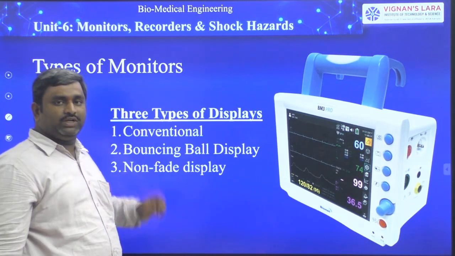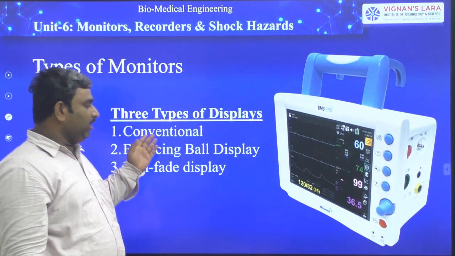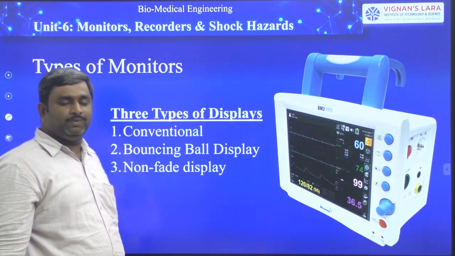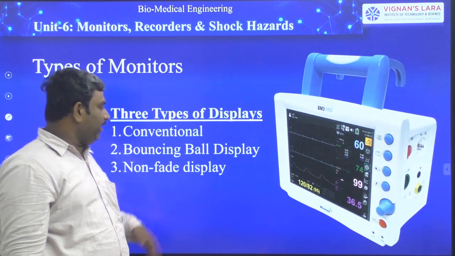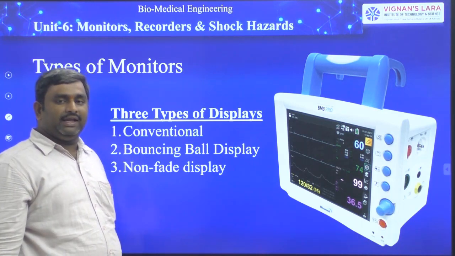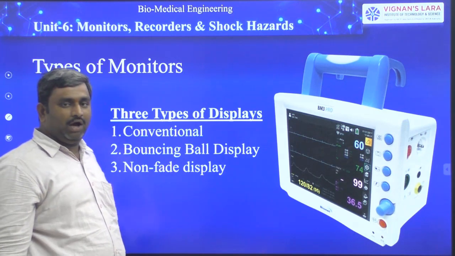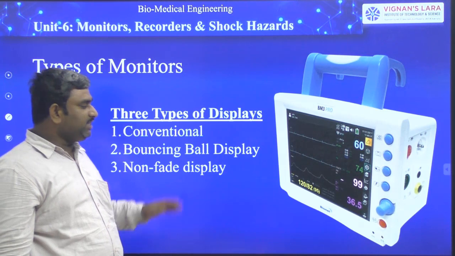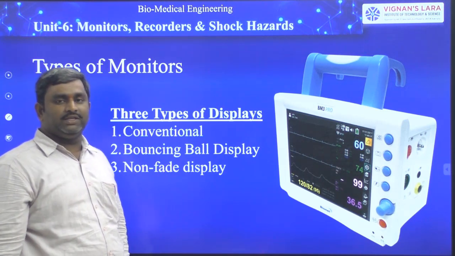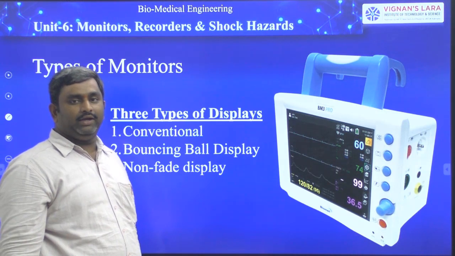The first 2 displays are related to CRT displays only, and the conventional display has a bouncing ball display also, but with very low speed. The bouncing ball display has a very high speed of electron beam, which we will see now. Now coming to the third one, non-fade display. These are the old model displays which were available in the starting days of biomedical engineering.